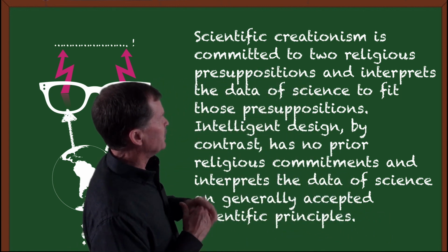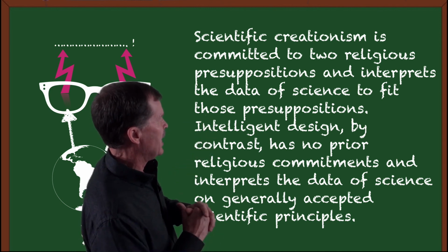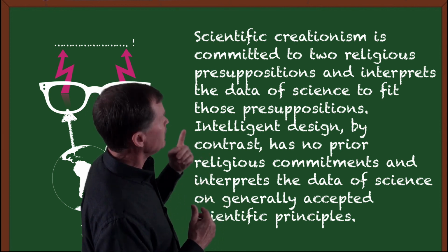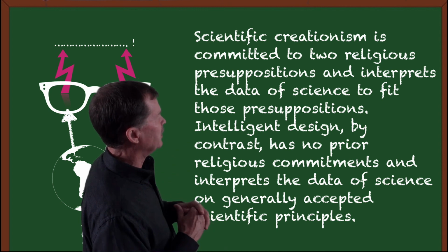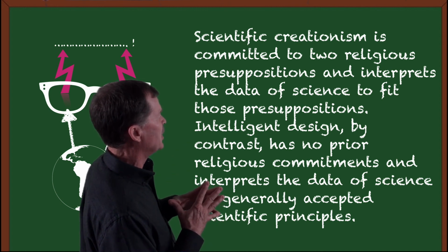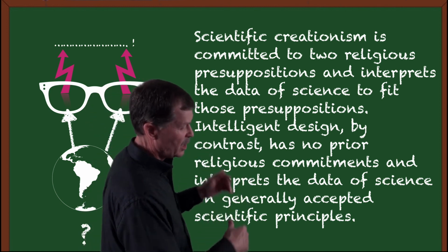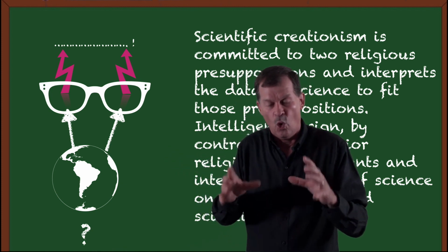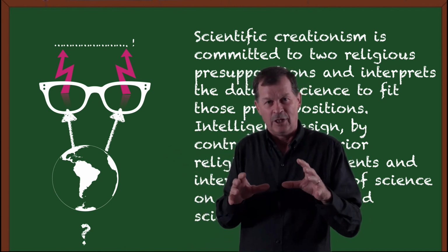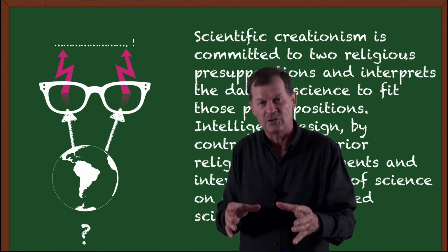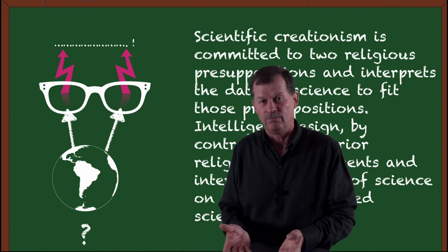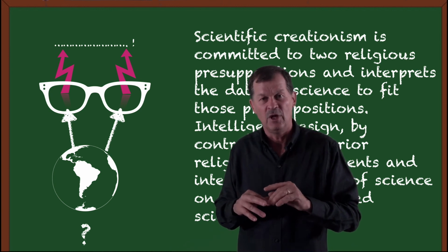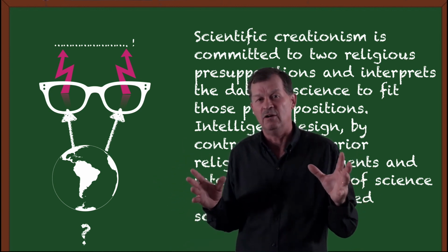So scientific creationism is committed to two religious presuppositions and interprets the data of science to fit those presuppositions. Intelligent design, by contrast, has no prior religious commitments and interprets the data of science on generally accepted scientific principles. What are those scientific principles? Well, they are in the glasses. They are one, logic, human reason, and empiricism. Closed system from the beginning to the end. Uniformitarianism in its principles. That is the scientific principles of science today.